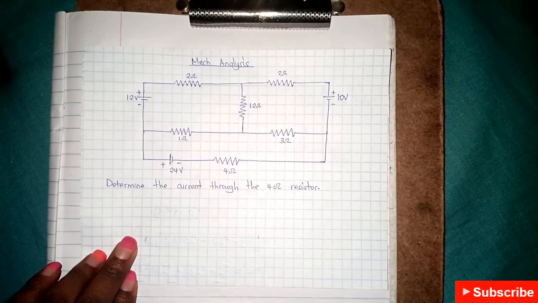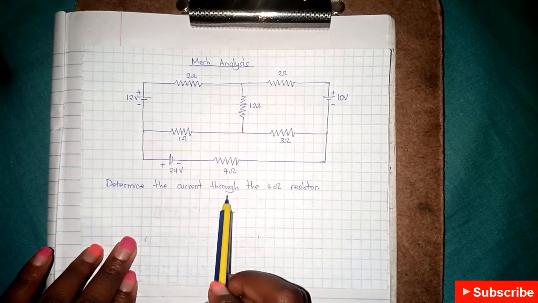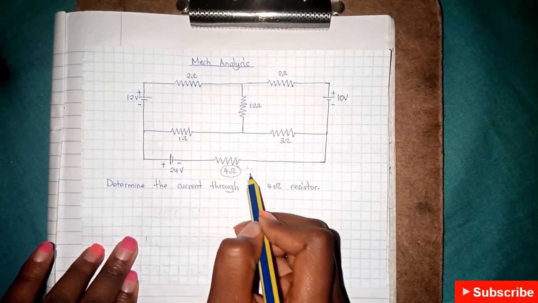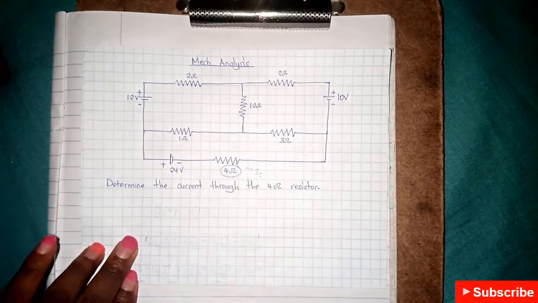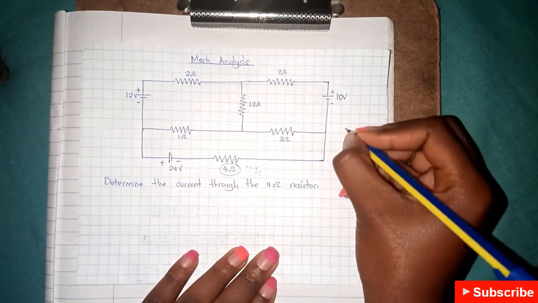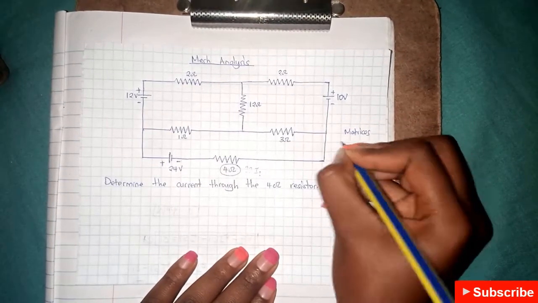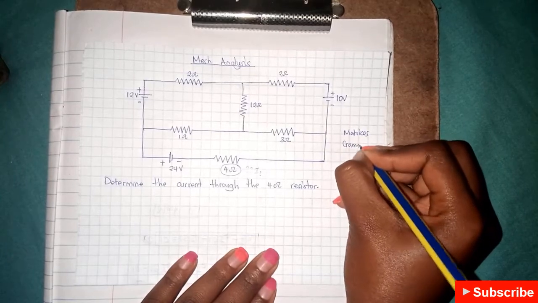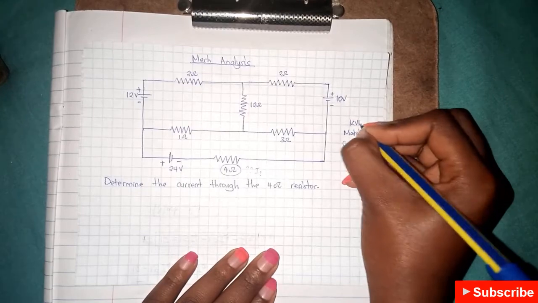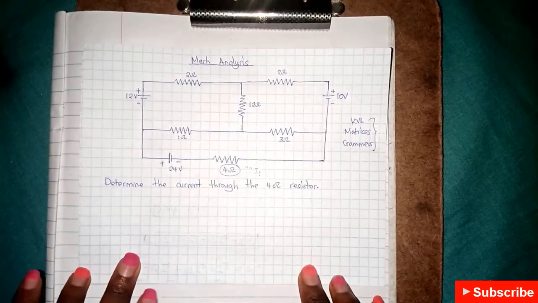Today we will be looking at mesh analysis, where we will be determining the current flowing through the 4 ohm resistor. Okay, and so we may get started, but first I need to mention that you need knowledge on matrices, Cramer's rule, and of course KVL. We have tutorials on this, so feel free to watch them before you proceed.